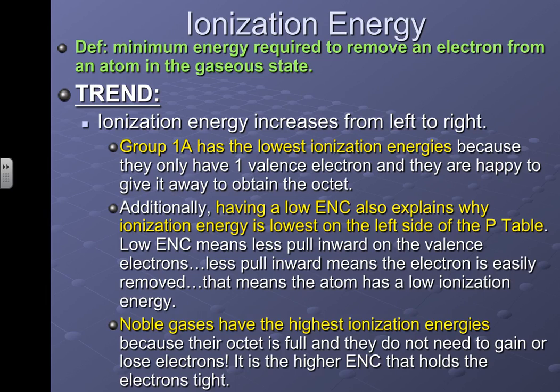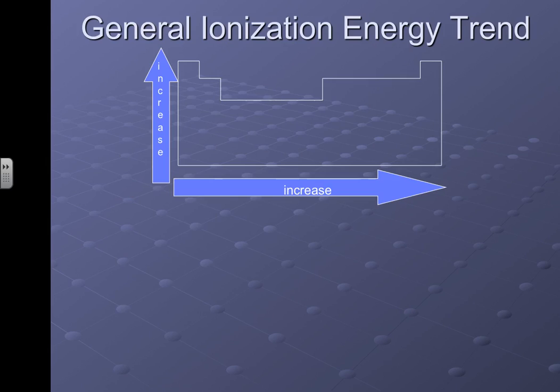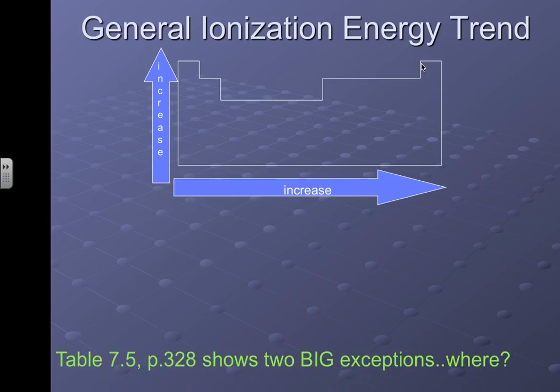So that's the general trend and an explanation of why. If you take a look at the periodic table, the general trend increases from left to right, and it increases from bottom to top. If I were going to draw one trend line, I would draw it from here up. So anything up in this corner is going to have your highest ionization energy.